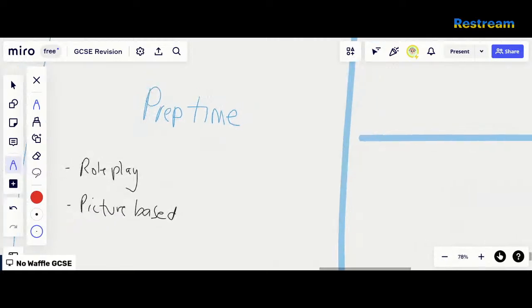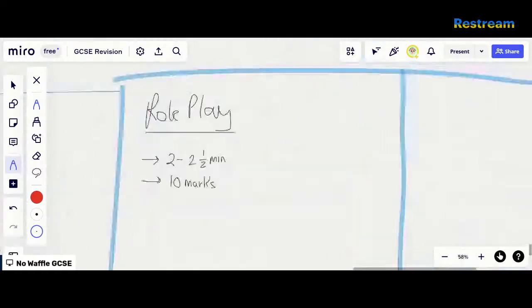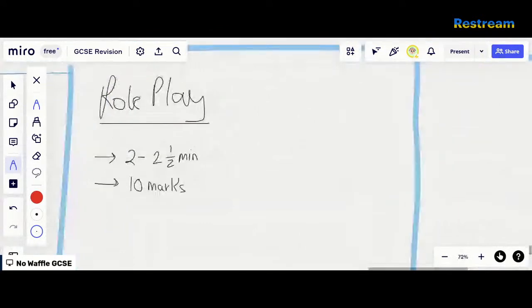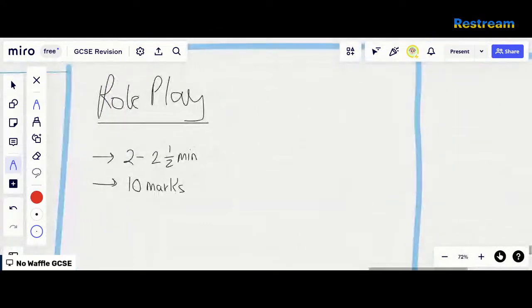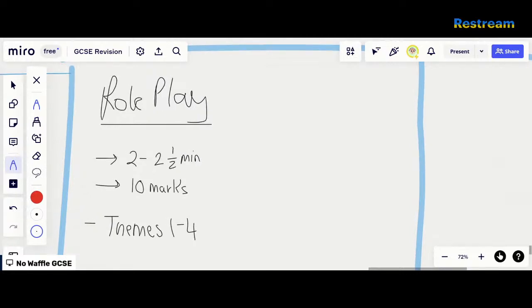So let's look at the role play. So the role play is 2 to 2.5 minutes. It's 10 marks, and as I said, you can prepare for it within the 12 minutes. Now, this will only be on themes 1 to 4. Now, you know that you have 5 themes, so the fact that this is only on 1 to 4 tells you that you don't have to prepare any role play for theme 5. Now, in terms of what you're going to be asked for in the role play, it's very basic and very simple. It will just be 5 really easy questions, and they will just require you to have a very simple response. So let's look at them now.